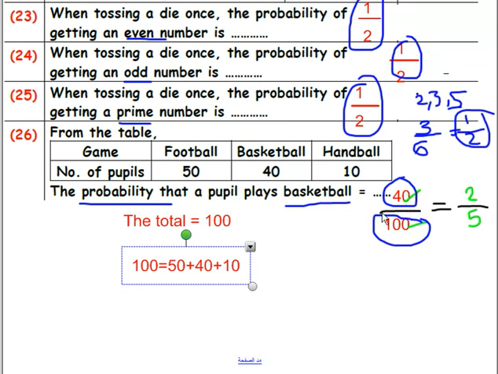40 over 100. Cancel 0 with 0. 4 over 10. 4 divided by 2 equals 2. 10 divided by 2 equals 5. So the final result will be 2 over 5.